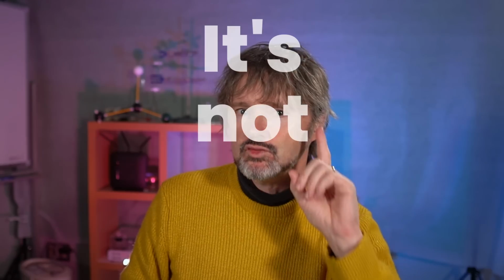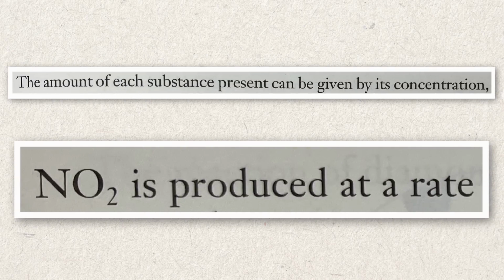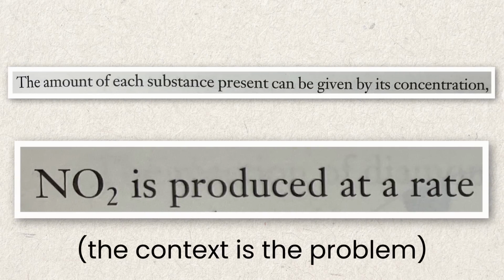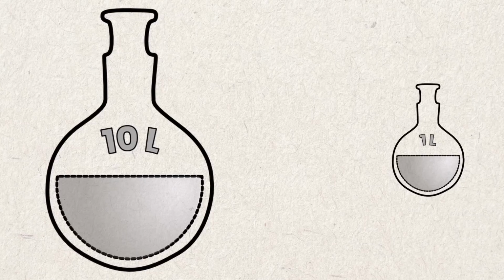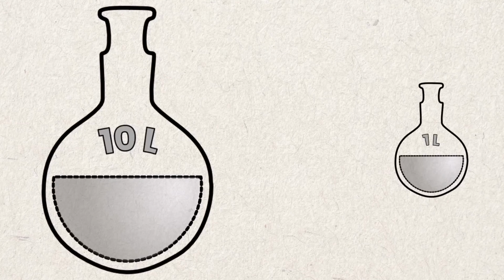Number 1, it's not about how fast chemicals are produced. Even textbooks get this wrong. This otherwise great textbook twice confuses amounts of stuff with the concentration of stuff. If you think that's the same thing, look at these 2 flasks. One of them is 1 litre and the other is 10 litres.